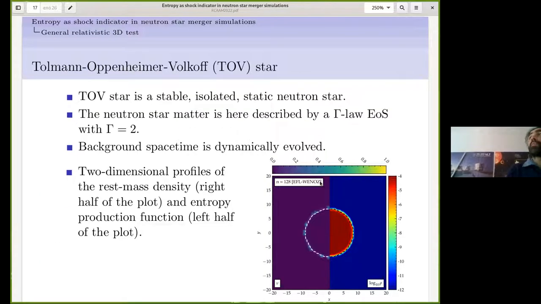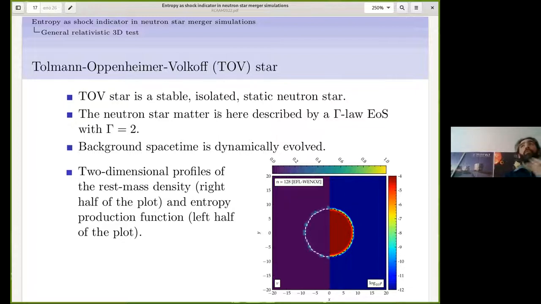Now let's move to the 3D tests with some general relativity. I'm going to present two 3D tests of so-called isolated neutron stars. The first is static, so nothing is happening. The other one is stationary, which means it's uniformly rotating. The static neutron star is called the TOV star. It's important that it's stable, isolated and static.